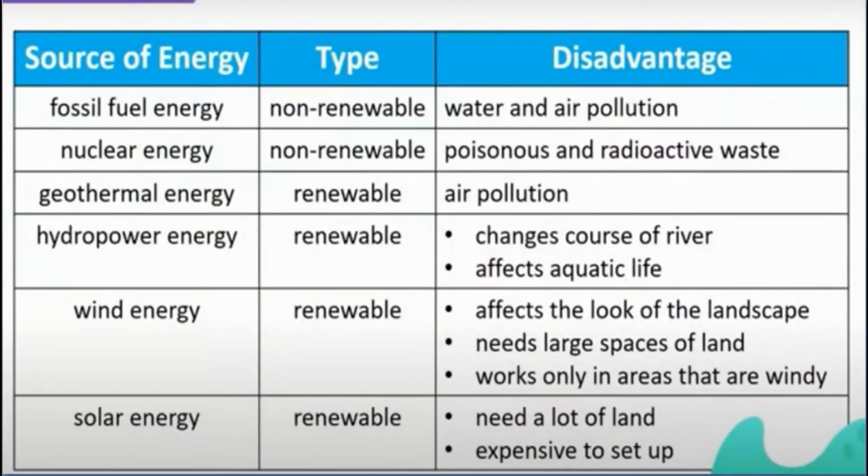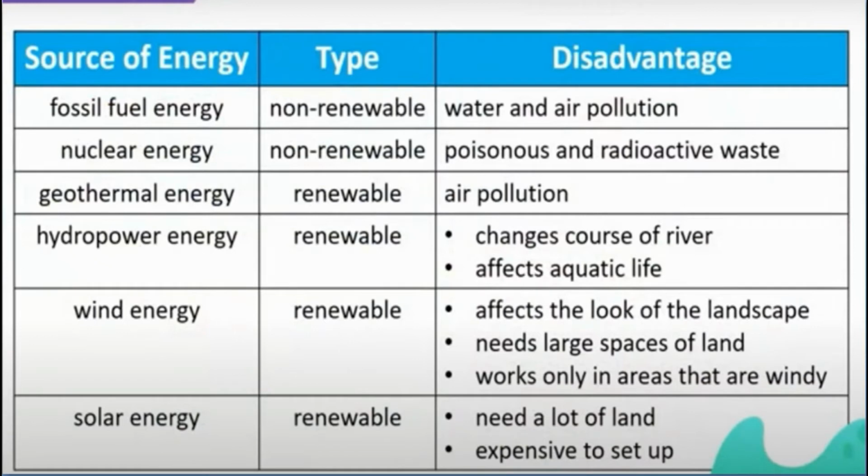Up till now, we have learnt the disadvantages of generating electricity by different means. Have a look at the table to see the disadvantage of each source. The first column is the source of energy. The second is the type. Which type of energy is it, non-renewable or renewable? Then the third column shows the disadvantage.